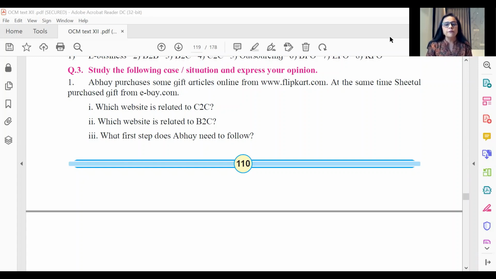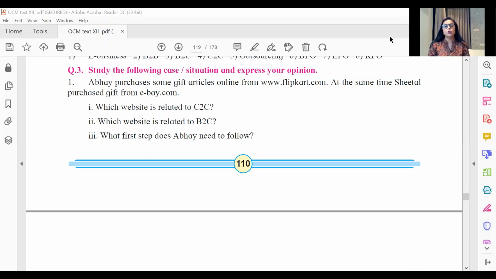Question number 2. Which website is related to B2C? www.flipkart.com is the website related to B2C, from which Abhay purchases gift articles. Question number 3. What first step does Abhay need to follow? If you want to do online shopping, what is the first step we need to do? We're talking about steps of online purchase, and that's step number 1, registration.